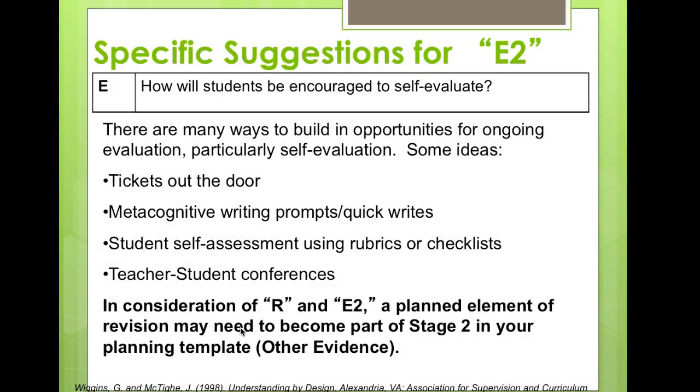E2 is self-evaluation, and these look like formative assessments, easily done. There are many ways to build opportunities for ongoing evaluation, particularly self-evaluation. Tickets out the door, quick writing prompts, student self-assessment using rubrics or checklists, so they do the rubric checklist instead of you, and teacher-student conferences where you can ask them questions about what they understand, or they can ask you questions about what they don't or do understand. In consideration of R and E2, a planned element of revision may need to become part of stage 2 in your planning template. This is part of what's going to be embedded in your assessment section.